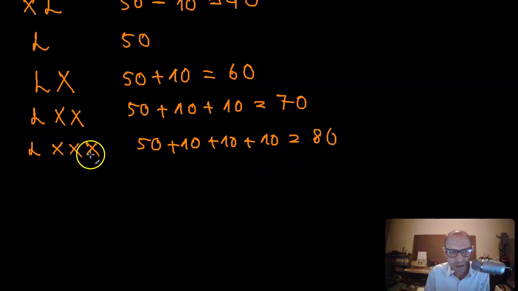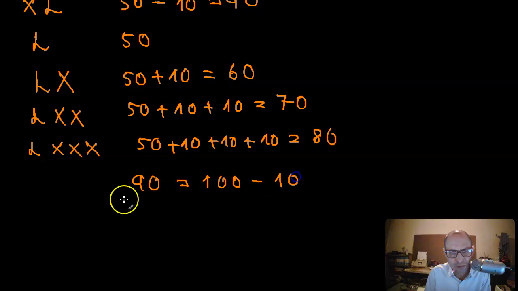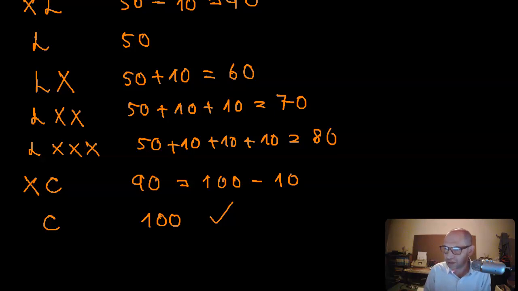And for 90, of course, you have already reached 3 times, so you have to now subtract. So 90 can be written as 100 minus a 10. 100 is the same thing as a C, and then subtract a 10, which is XC. And of course, 100 itself is just a C. So that's all about these examples.